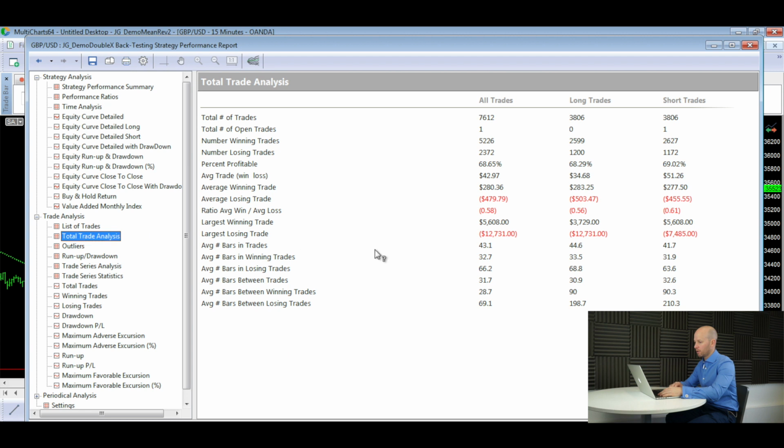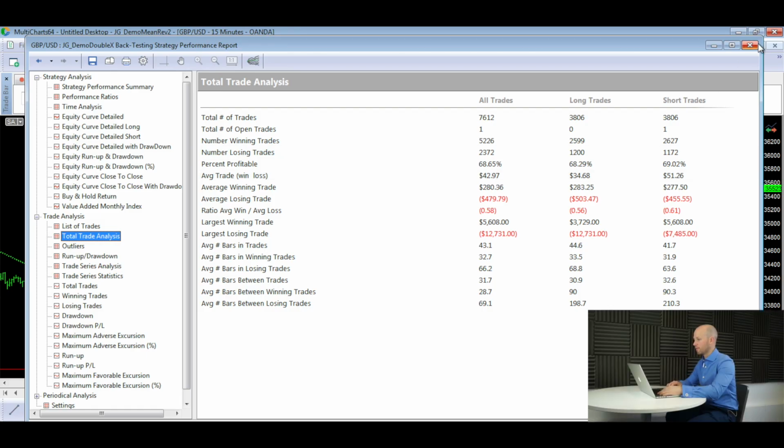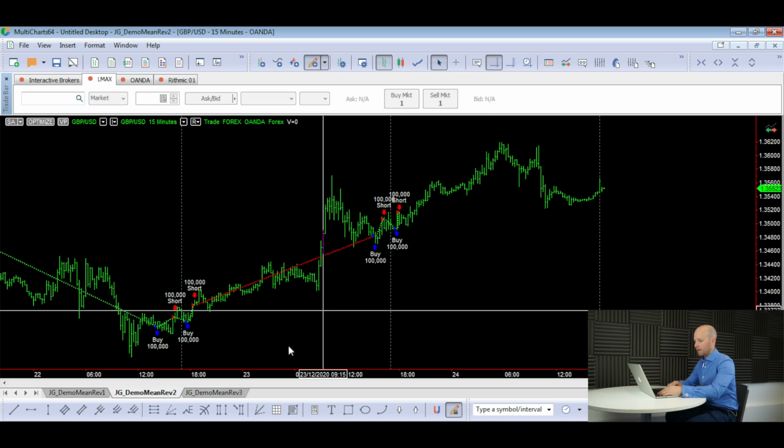If we have a quick look, we've only got an average trade value of $42, which isn't bad, but by the time we've taken $20, $30 worth of trading costs out of this, we wouldn't be left with much profit whatsoever. So I've taken it one step further for you and had a look at the price behaviour of the previous day before we take these trades.